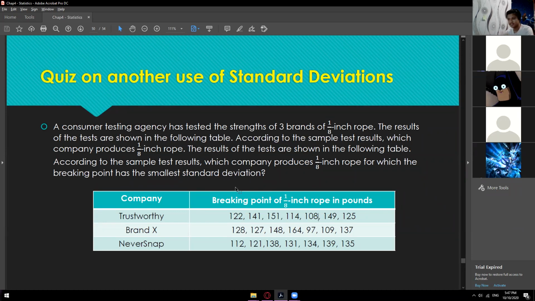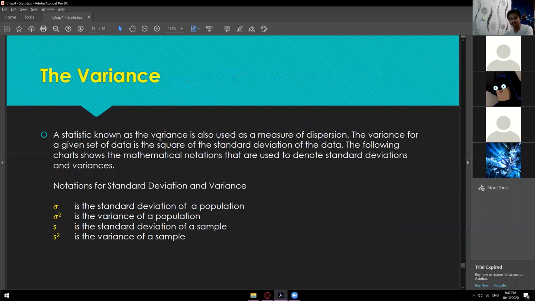So pinaka-last, okay, which is the variance. Okay? So it is a statistic known as the variance is also used as a measure of dispersion. So the variance for a given set of data is a square of the standard deviation of the data. The following charts shows the mathematical notation that are used to denote the standard deviations and the variances. So notations for the standard deviation and variance. So ito yung symbol natin for the population or standard deviation of population. And then kapag in-squared nyo siya, yung variance na makukuha nyo.